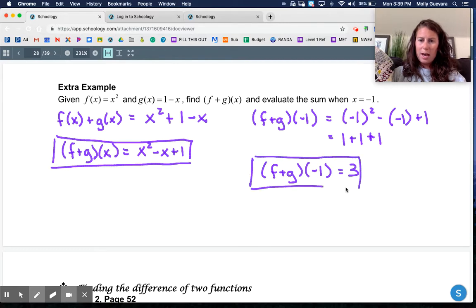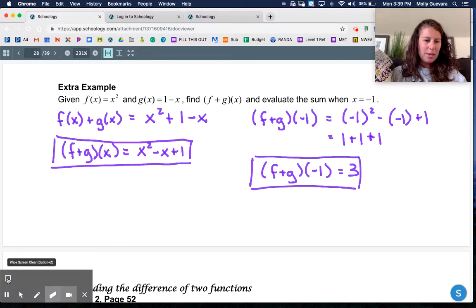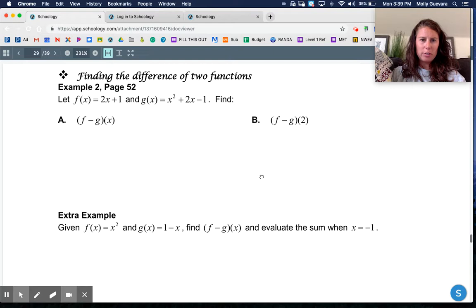Boom, look at that. Easy peasy, hopefully that's making sense here. So we're just gonna keep on cruising, right? Now let's look at finding the difference, right? Subtraction. It's the same thing, right?